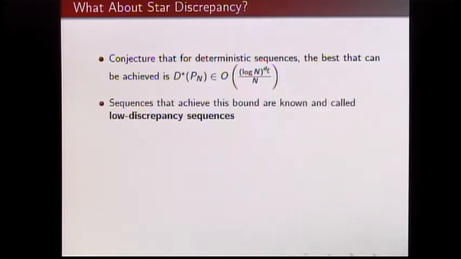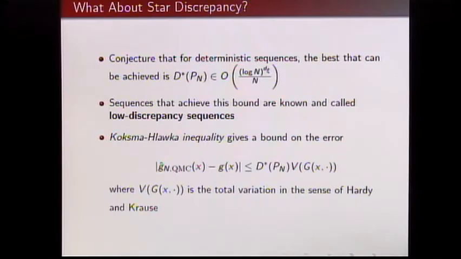All right. So some of these nets, digital nets, can be shown to have this property. They achieve this bound. And these are called low discrepancy sequences, and you want to use them, okay? Because the idea is you fill it better than a random uniform with the total n observations. All right. So another nice thing is this Koksma-Hlawka inequality. This gives a bound on the error.